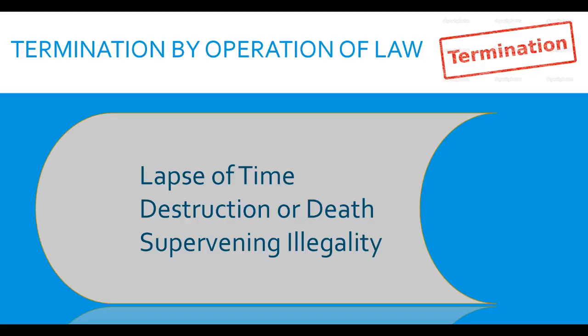An offer terminates if the subject matter is destroyed before the offer is accepted. An offer terminates if the offeror or the offeree dies or becomes incompetent. This rule applies whether or not the other party had notice of the death or incompetence. A statute or court decision that makes an offer illegal automatically terminates the offer.